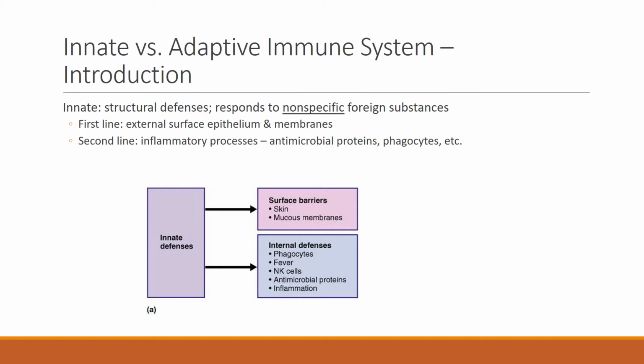With innate immunity, we have structural defenses, and these respond to nonspecific foreign substances. We have a first line of defense in which pathogens are exposed to the barriers offered by surfaces that are exposed to our external environment. However, this is not an immune response, because it is a physical barrier, and very few pathogens can penetrate our skin.